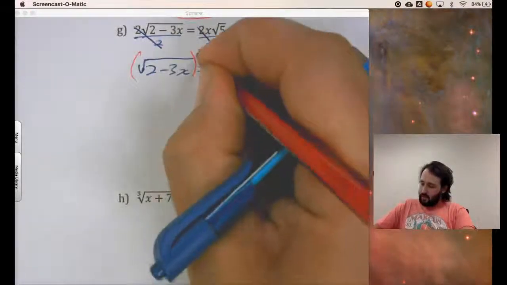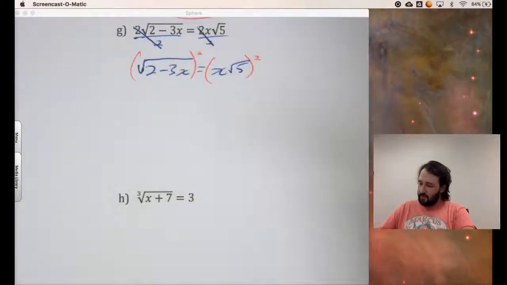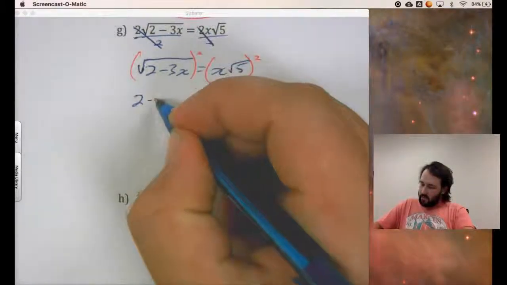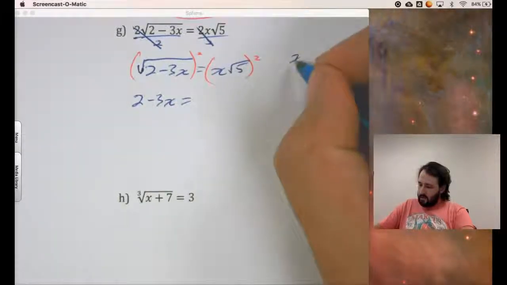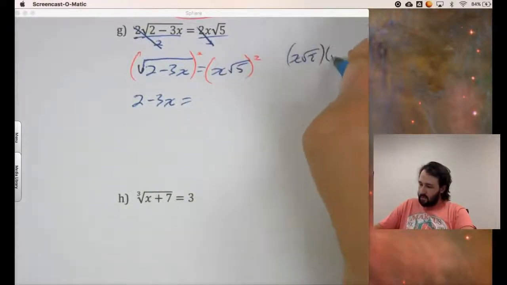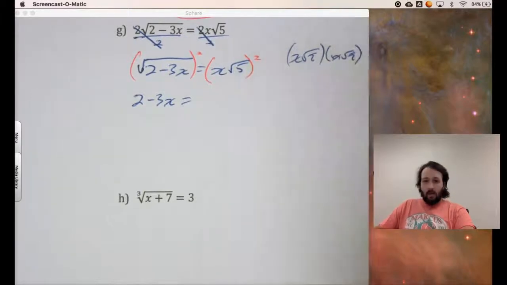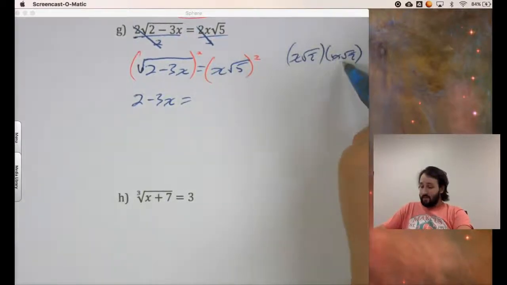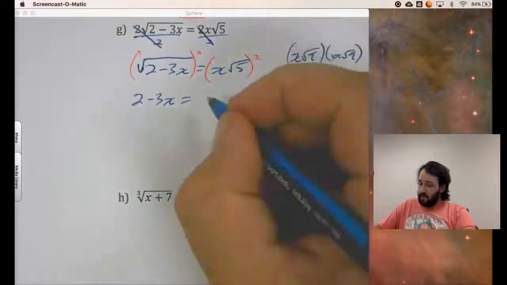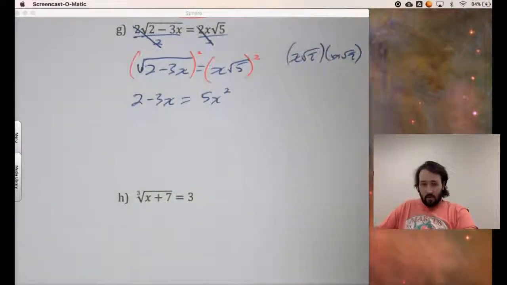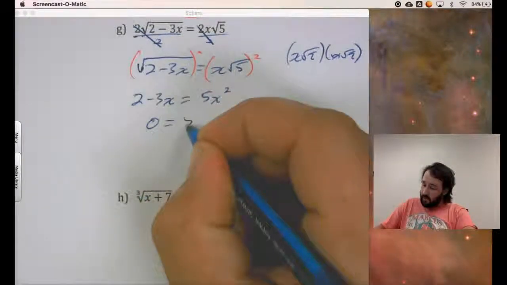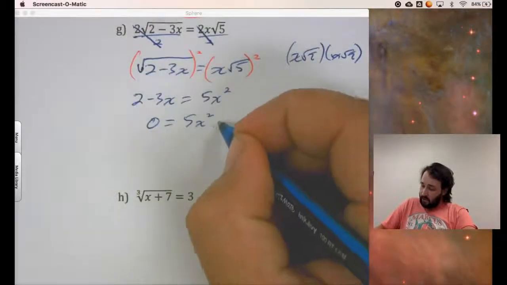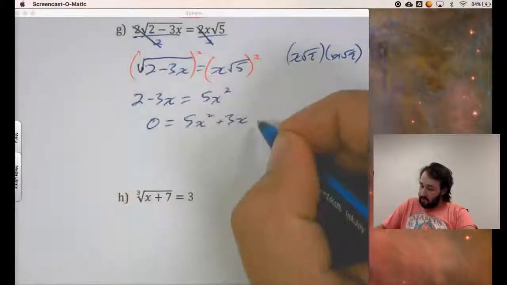It makes no difference. It's not going to really change what we do anyways. So I'm going to just square both sides from right here. And that gives me 2 minus 3x equals, now notice, you're multiplying x root 5 times x root 5 here. So that's going to give me x squared times root 25. So this is just 5x squared. Again, we have a quadratic, so make it equal to 0. So 0 equals 5x squared, add the 3x, so plus 3x, subtract 2, so minus 2.